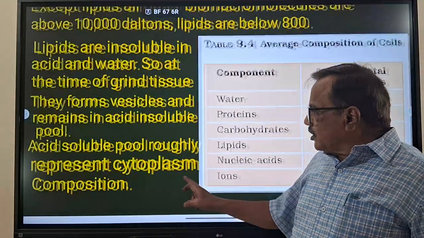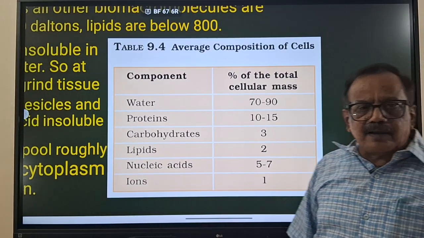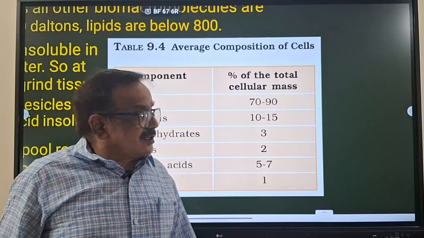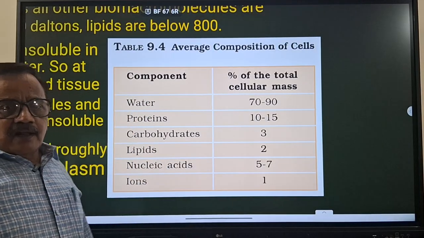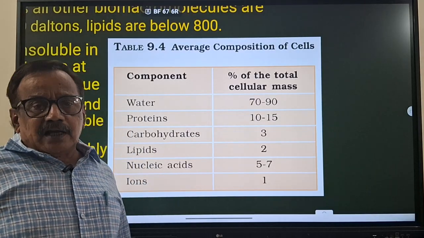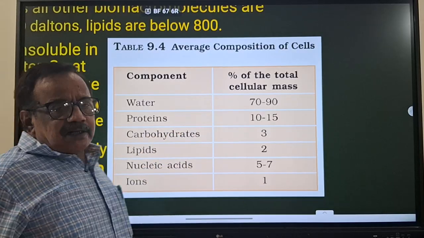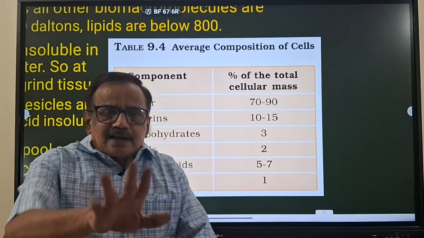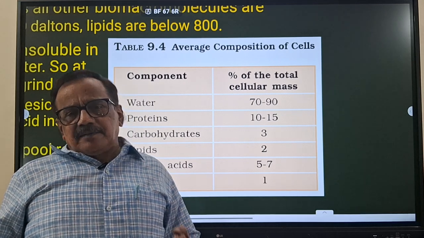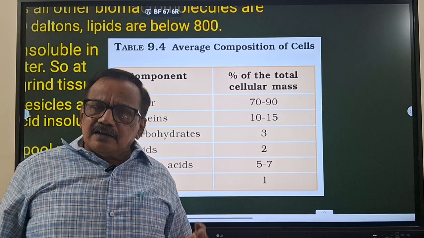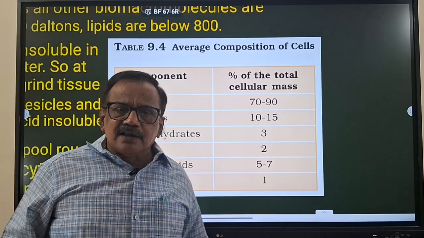Now he has given one more table here. It is most important. He didn't ask from it up to now, but I am expecting a question from this one. You see, the average composition of the cell. Which chemical is the highest percentage in the cell? If you ask, that is water, 70 to 90%. And it is an inorganic compound. Remember it. Why? Because it is the medium and the solute also. All things dissolve in it, so it has that much.